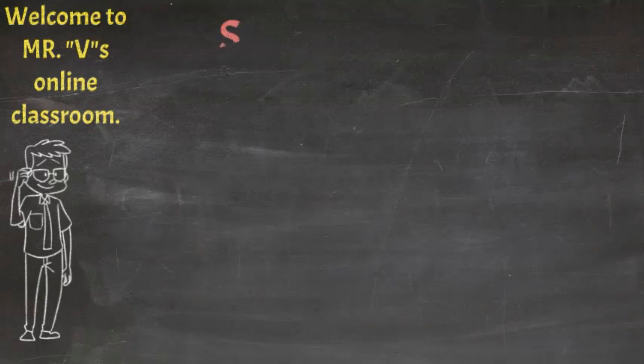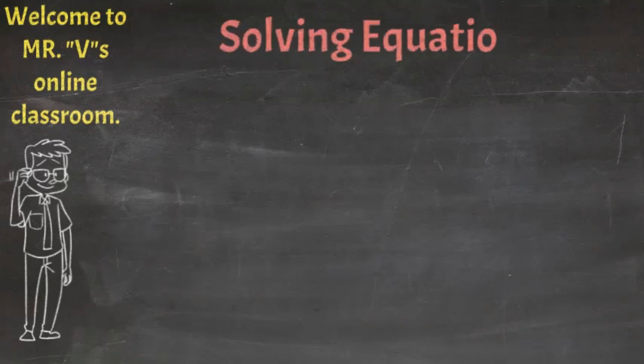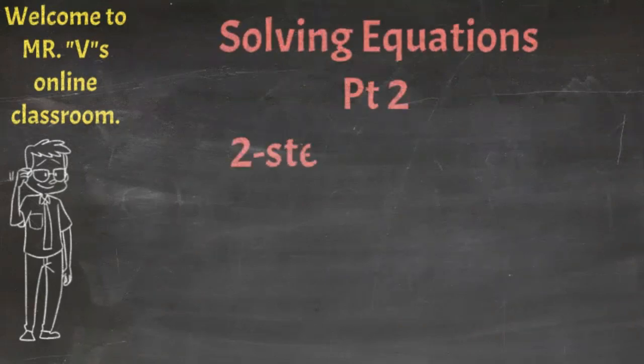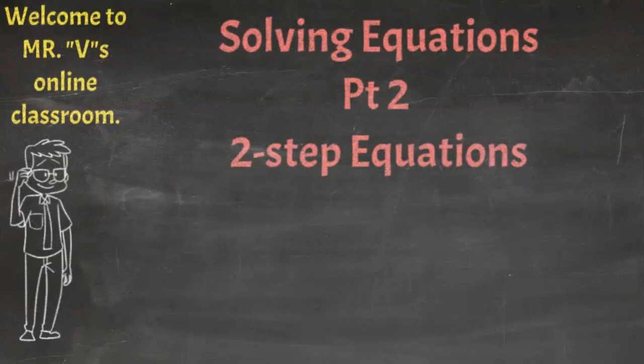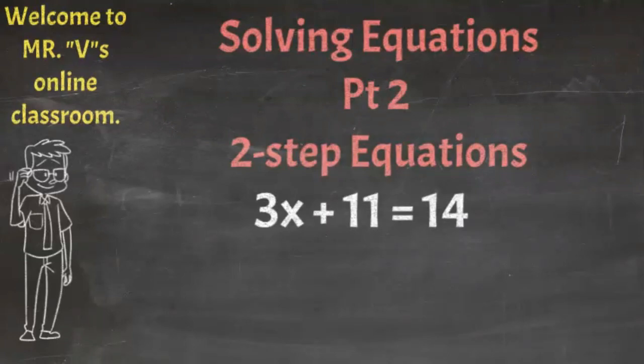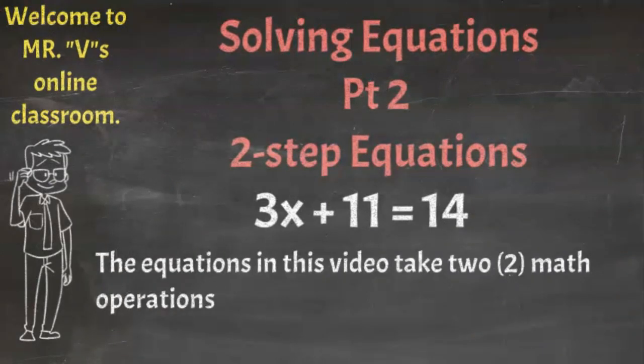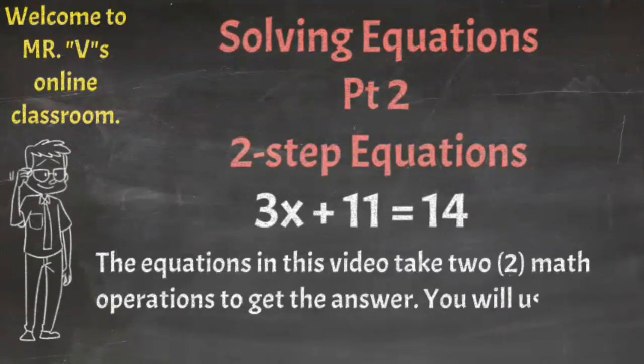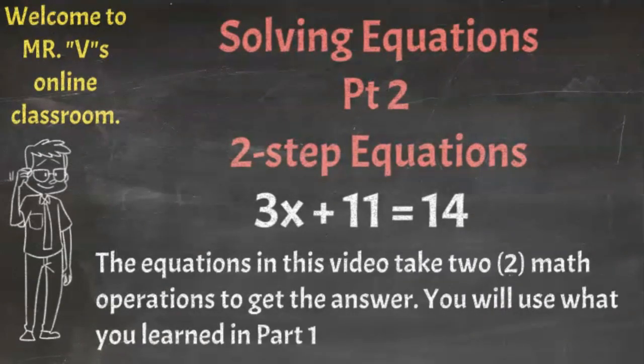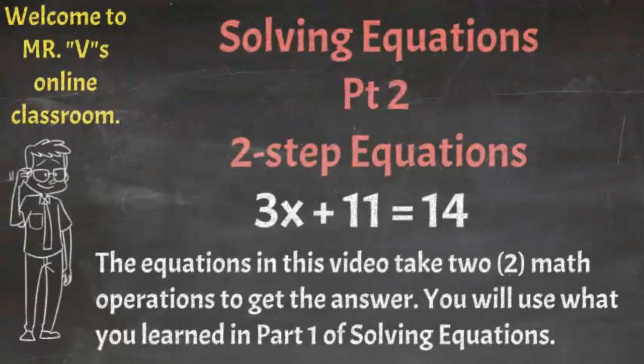Today we're going to be talking about solving equations, part 2, two-step equations. Here's an example: 3x plus 11 equals 14. The equations in this video take two math operations to get the answer. You will use what you have learned in part 1 of solving equations.